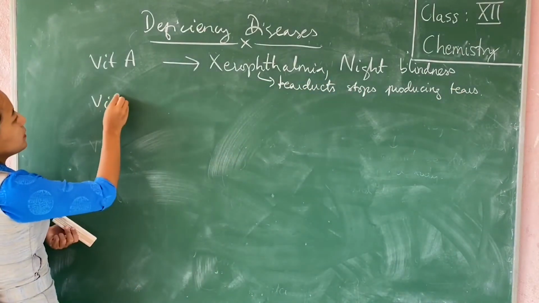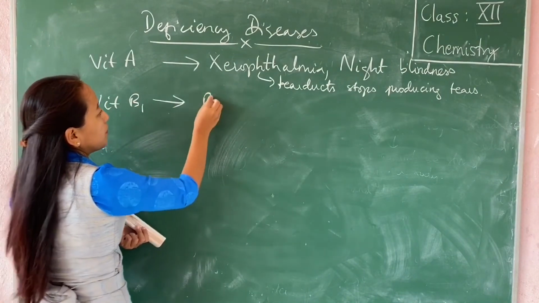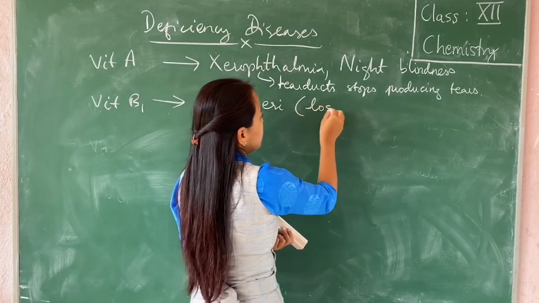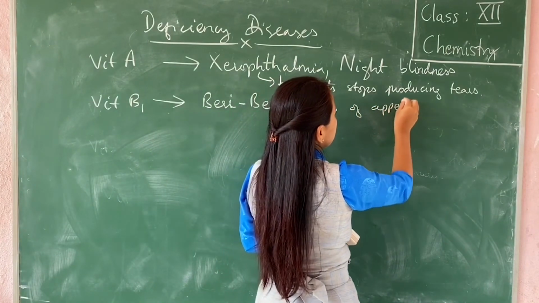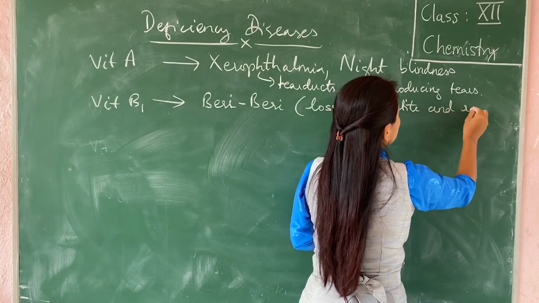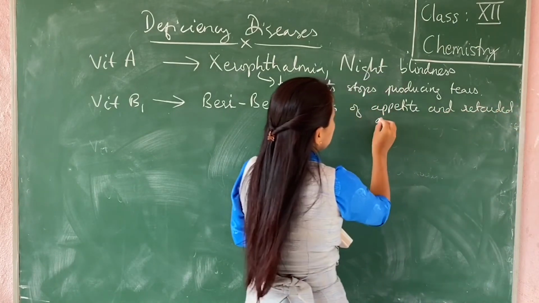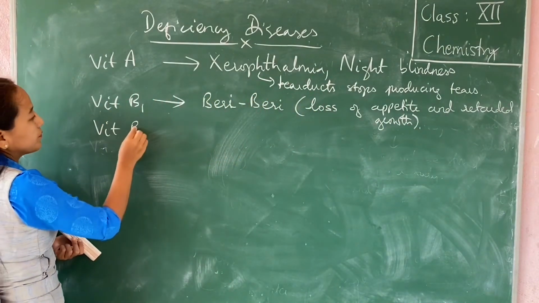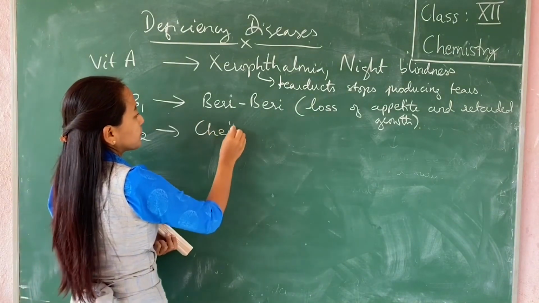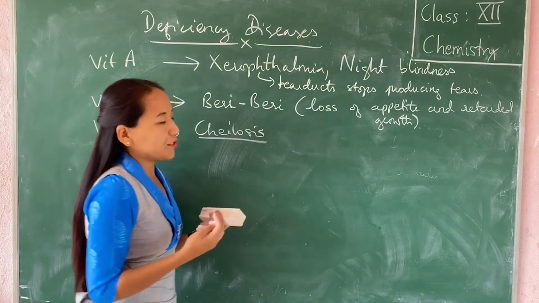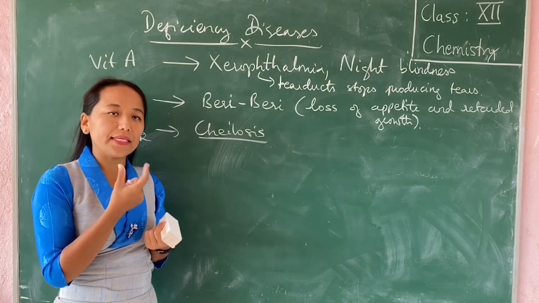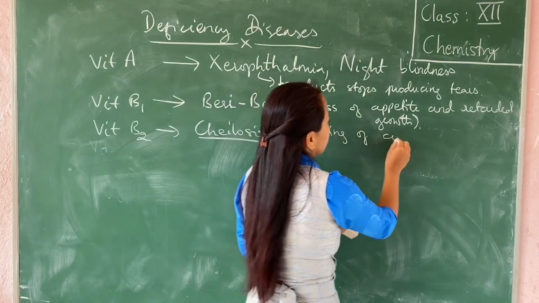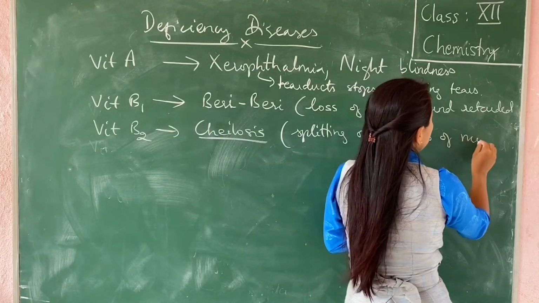Now the next one is vitamin B1. Deficiency of vitamin B1 causes beriberi, and it has the symptoms of loss of appetite and retarded growth. And the next one is vitamin B2. It causes cheilosis. Cheilosis is the medical condition where the corners of the mouth and lips start splitting. So splitting of corners of mouth and lips.